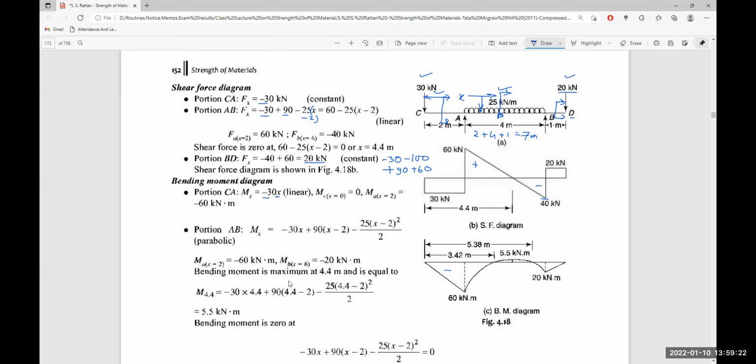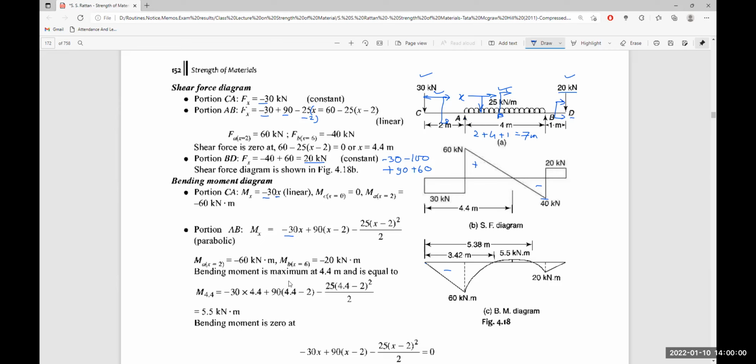Then the portion AB: the force is 30 kilonewton here, and the reaction is 90 kilonewton here. The 30 kilonewton force is making an anti-clockwise moment, so if we take the moment from the section it will be negative, that is minus 30x. The 90 kN force is acting at a distance x minus 2 from the section, and it will be positive because it is a clockwise bending moment. So if we add them, 90(x minus 2) and minus 30x.